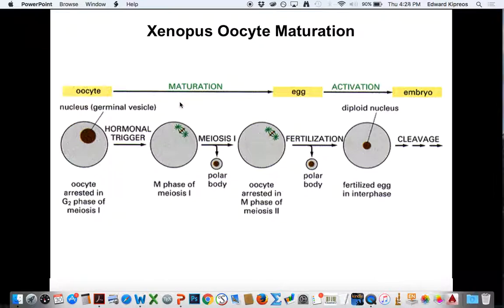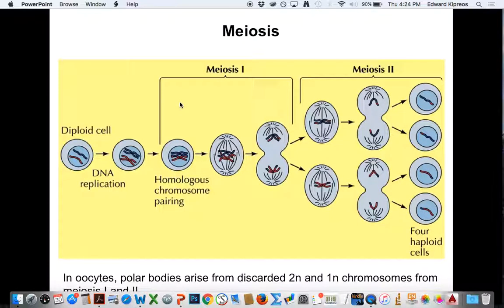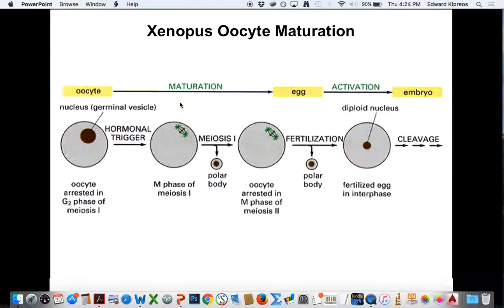And then they actually arrest here with the meiotic spindle set up, waiting, and they're going to hang out here until they get fertilized. When they get fertilized, they're going to dump off the other DNA. They're going to dump off this DNA. Okay? And so that's it. But maturation is just going from interphase to this first meiosis, and that's a hormonal trigger. And we're going to be focusing on this thing, which is basically going from an interphase position to meiosis.